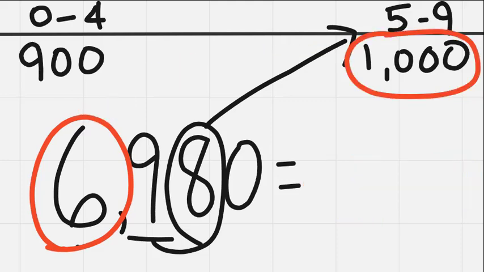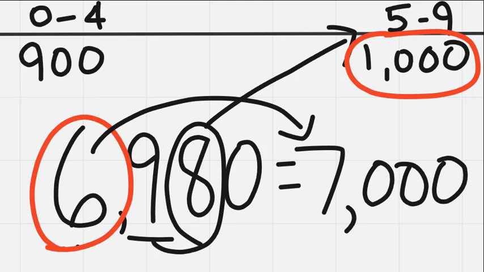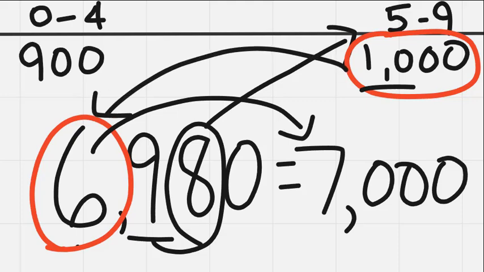So instead, 980 rounds up to 1,000, but we have the thousands place value. So this 6 needs to turn into a 7 for 7,000 because the next 100 is 10, which turns into 1,000, which means you have to add 1 to 6. So 6,980 rounds up to 7,000. Be sure to check your work.